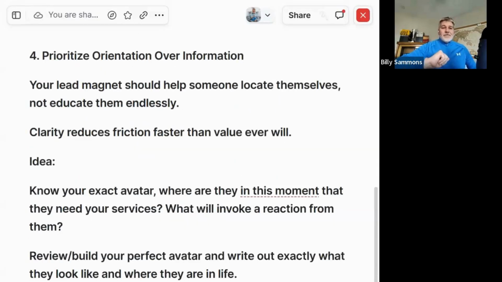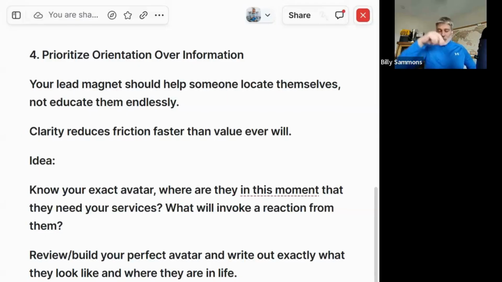Number four, prioritize orientation over information. And this is a big one. What we're seeing now is a huge saturation of information. So whatever it is you're doing or selling, odds are a lot of people are doing and selling those things. So instead, you need to find out or think about and reflect on who is your person, who is the exact avatar you're talking to. You need to find them in the moment where they need your service and you need to talk to them directly because your product or service needs to change their life in any way, right?